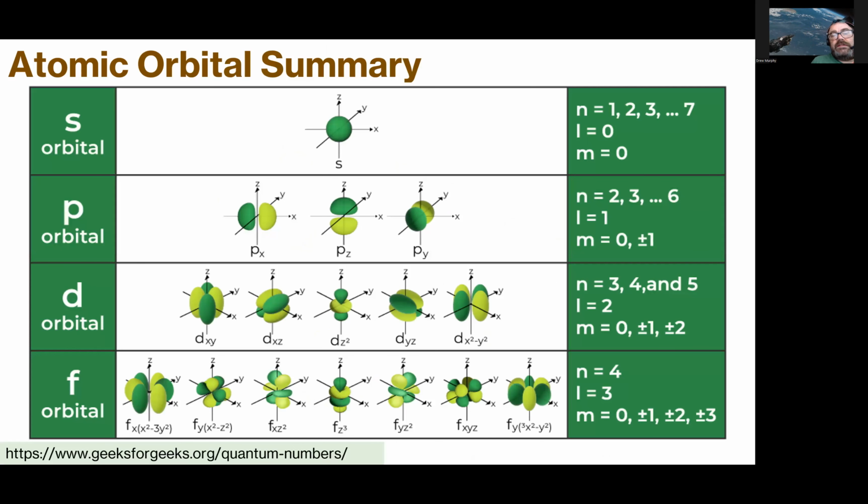All right, this is a great summary slide. This is also where the other picture came from before. Every s orbital is a sphere, right? That means L equals 0, M equals 0. Every p orbital is a dumbbell, so that's L equals 1. There's 3 values of M sub L, so there's 3 orbitals there. There's 5 d orbitals and 7 f orbitals. And these are what the shapes kind of generically look like.